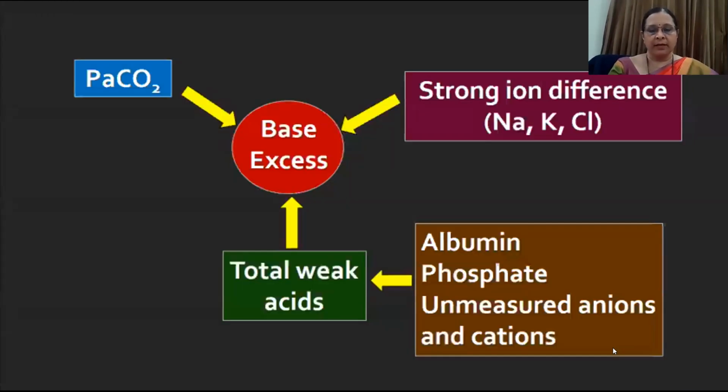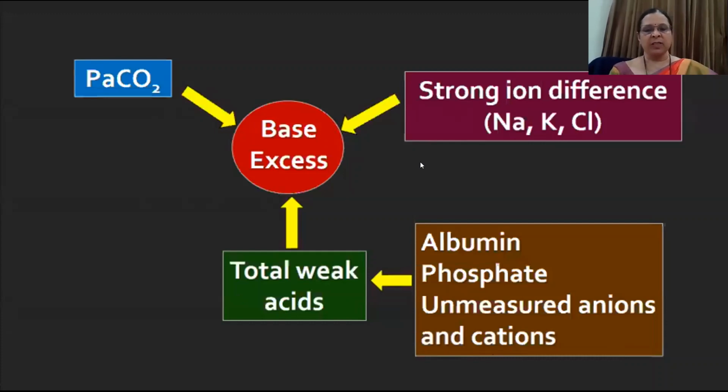So this is what Stewart mentions. Base excess is the main parameter that you need to look at, which is affected by arterial carbon dioxide as usual. And you have strong ion difference affected by sodium, potassium, chloride. And you have total weak acids: albumin, phosphate, unmeasured anions and cations. So this was the other faction.